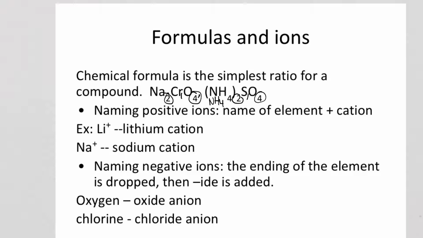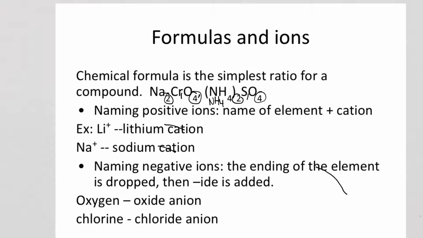As far as naming positive ions, they're super easy. It's the element name and then the word cation. I often will just say lithium ion because I know it's a positive ion, and sodium ion because I know, again, it's a positive ion. It doesn't have any possibilities it could be. So whether you said cation or ion, it's not really going to make any difference.